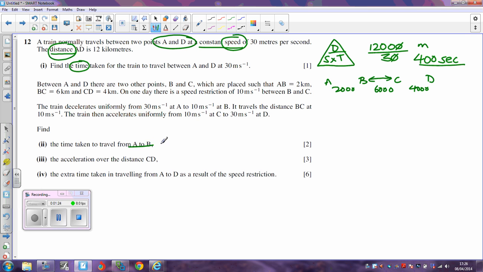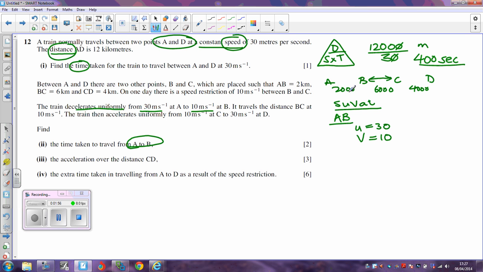So first of all, we want the time taken to go from A to B. Now what's happening between A and B is we have a deceleration, and in fact it's a constant deceleration, so we can use the constant acceleration formulae. So let's write down all the SUVAT formulae. Now in this case we are told that the initial velocity is 30, so we're talking about from A to B, so we know that u is equal to 30. We know that the final velocity at B, that's going to be 10.